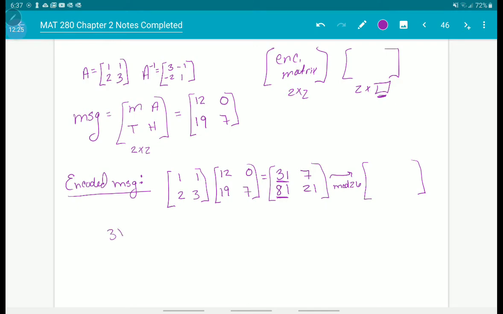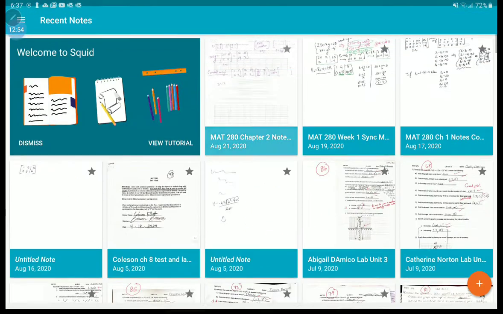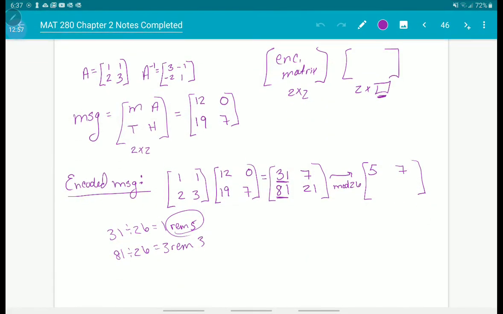So if we take 31 and we divide by 26, it's going to go one time and our remainder is going to be 5. So we're going to have a 5 there. 7's okay because it's in that table. If we take 81 and we divide by 26, 81 divided by 26 goes 3 times. And the remainder is 3. So 3 is going to go here. It's always the remainder. And then 21's in our table also.